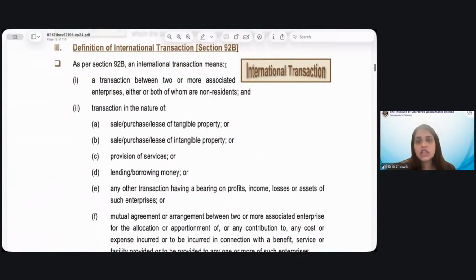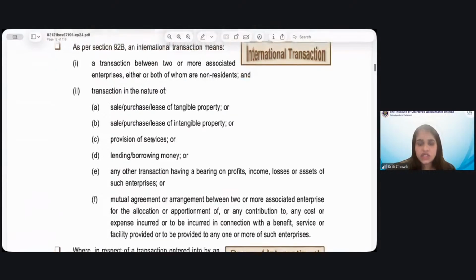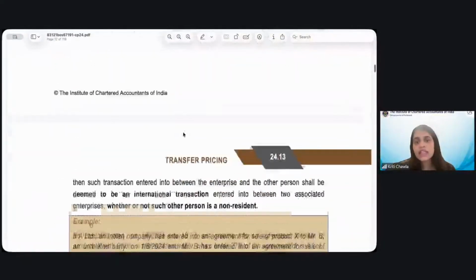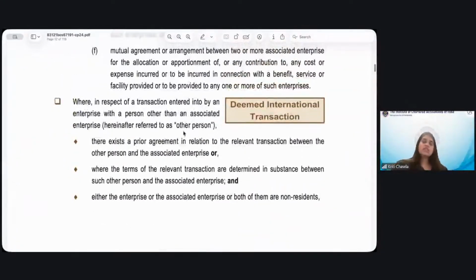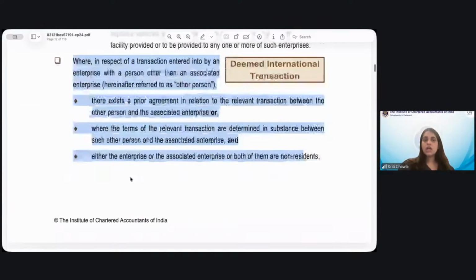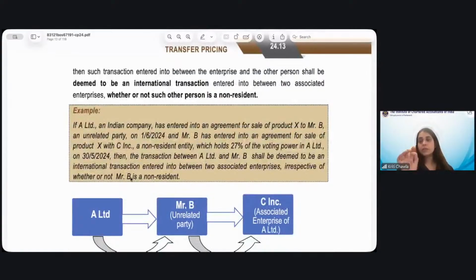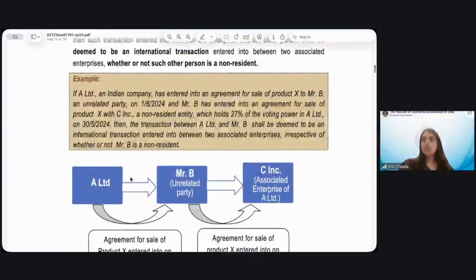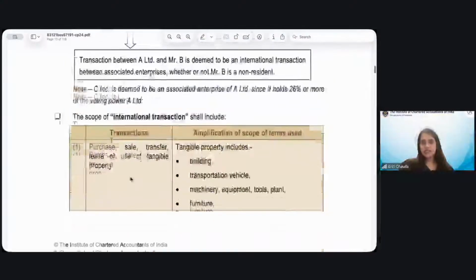This is what we discussed, that international transaction, section 92B, and a deemed international transaction. I'd strongly suggest, for this concept of deemed international transaction, to actually go through the table, the diagram that we discussed in the slide, because that will actually make it more clear rather than just reading through the text out here. So it's very, very important that you go through the table and the diagram that we discussed for deemed international transaction.